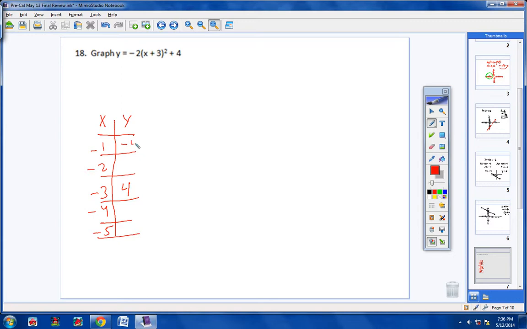-8 plus 4 would be -4. Let's put a -5 in. Hopefully we'll get a -4 also. -5 gives you -2 squared is 4, -8, -4. Now we'll put a -2 in. That's 1, -2. You get out 2. If you put a -4 in, you also get out 2.